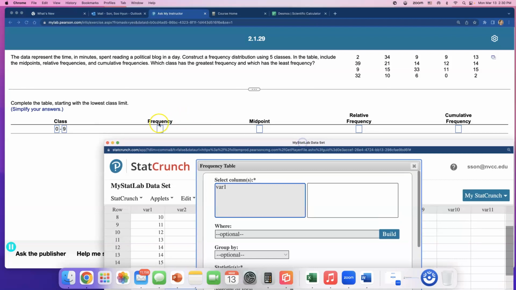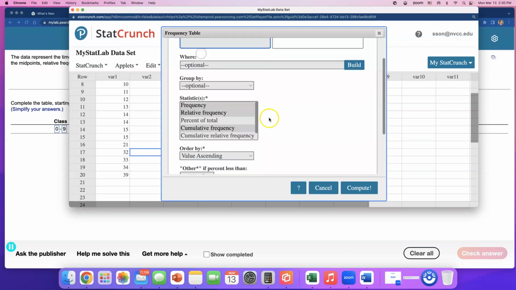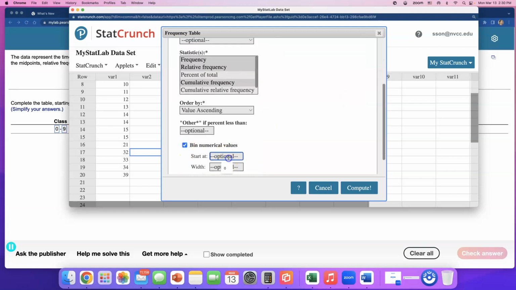And they want frequency, relative frequency, and cumulative frequency. Okay, I'll click it off. Frequency, relative, and cumulative frequency. Command key. Okay. All right, make the bin the numerical value to start from 0, because the smallest number we have is 0.